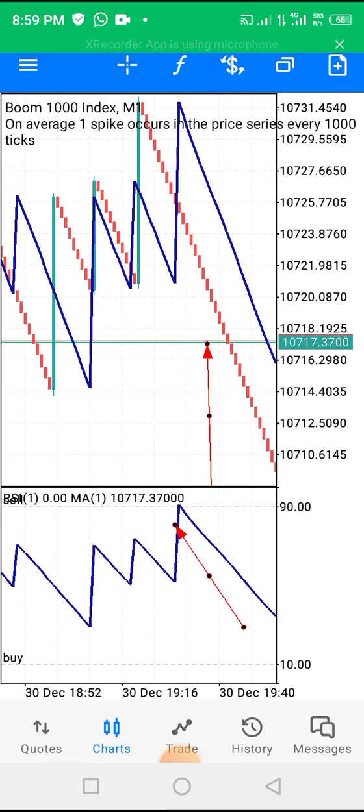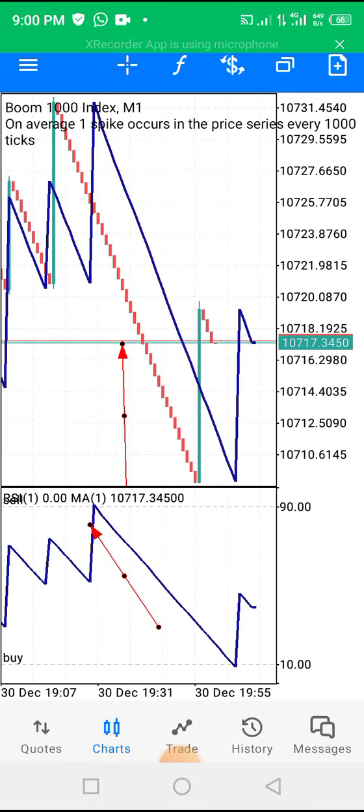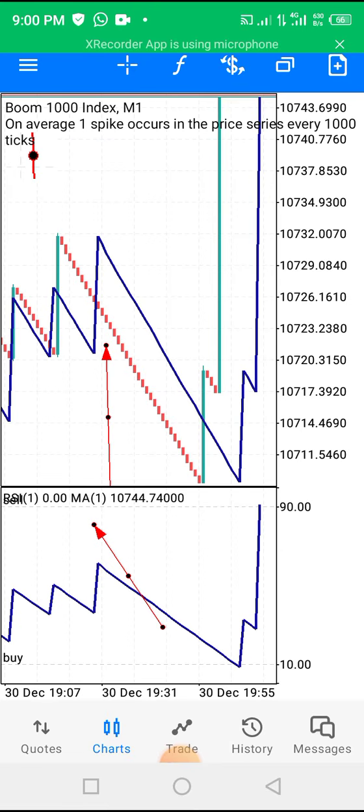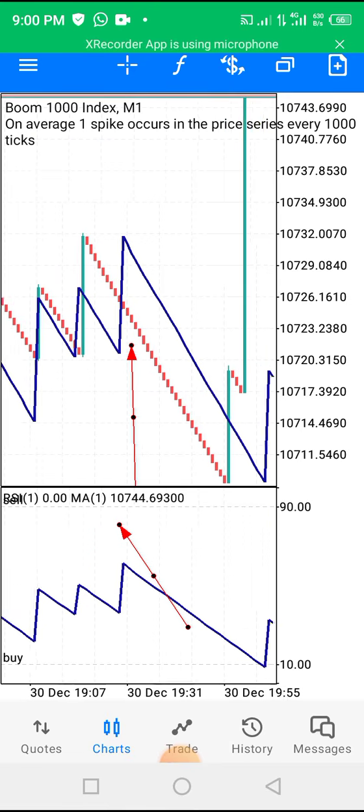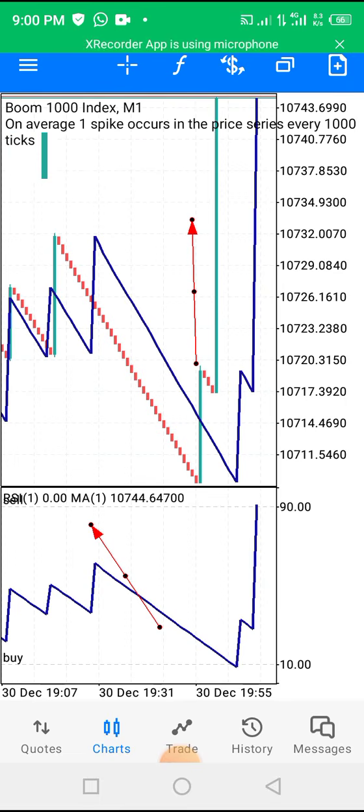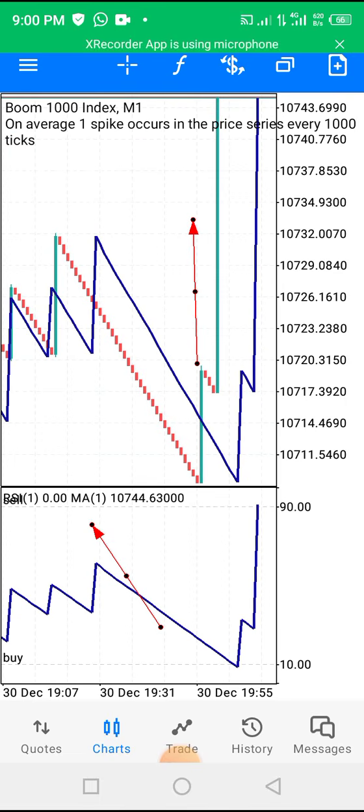But that doesn't mean that it might not go more than 20 candlesticks, but for you to be on a safer side and more sure, you have to just pick 20 candlesticks and close the trade. Okay, as you can see, we just had another spike here, and this is what I'm talking about. This is the kind of spike I was talking about.